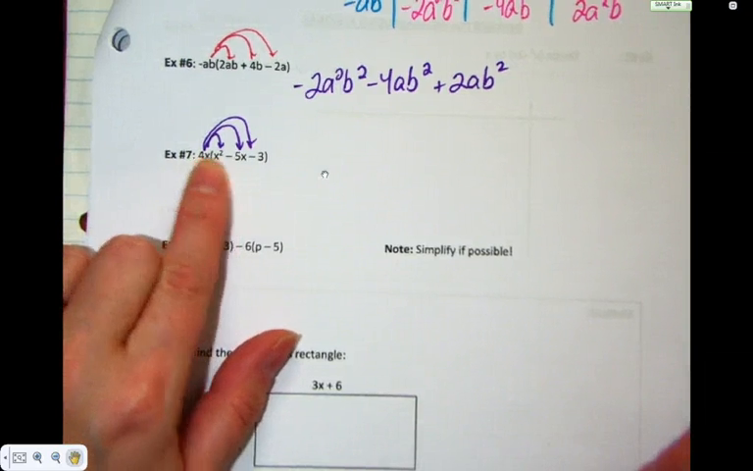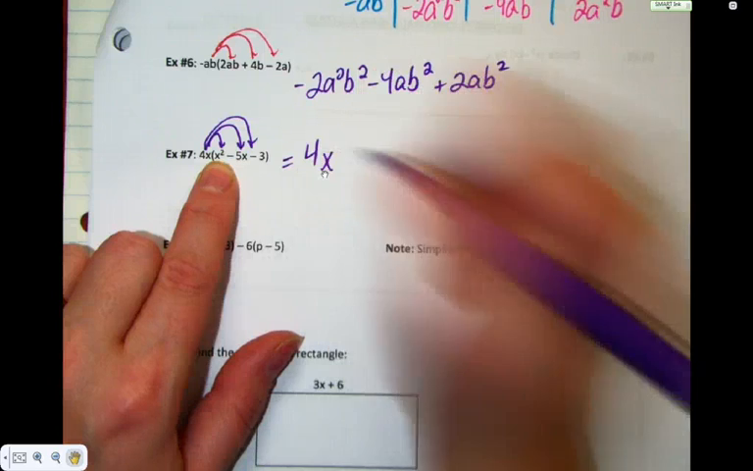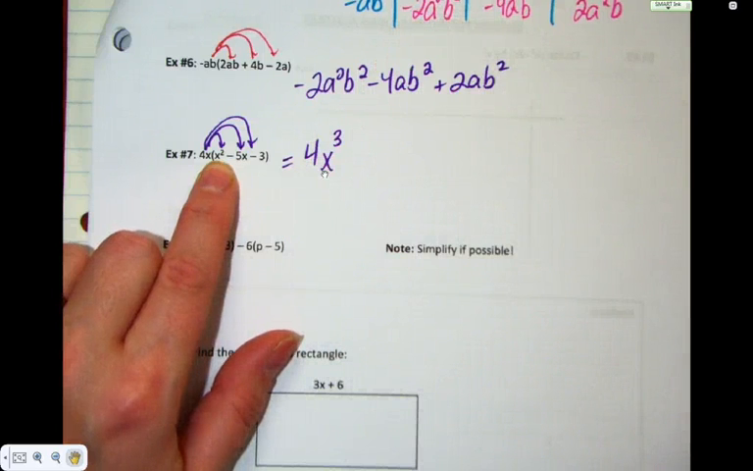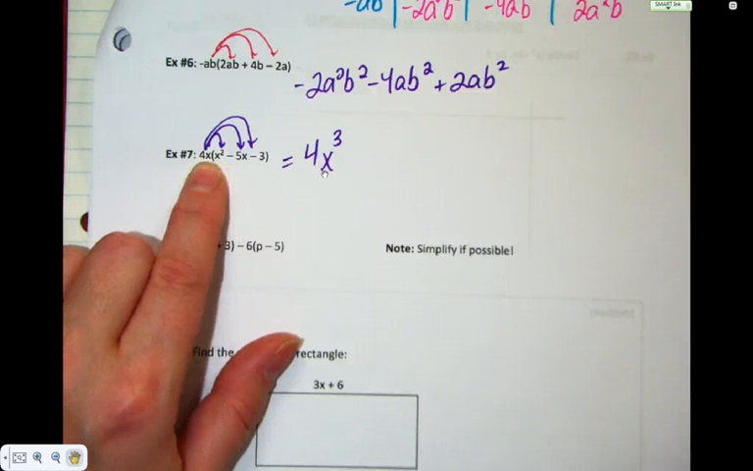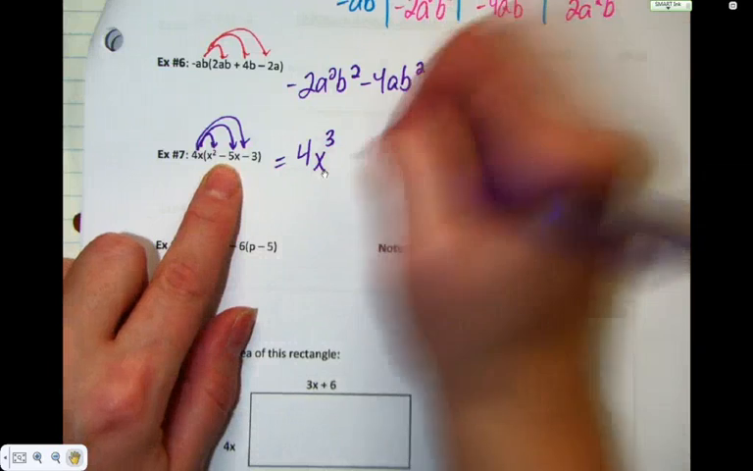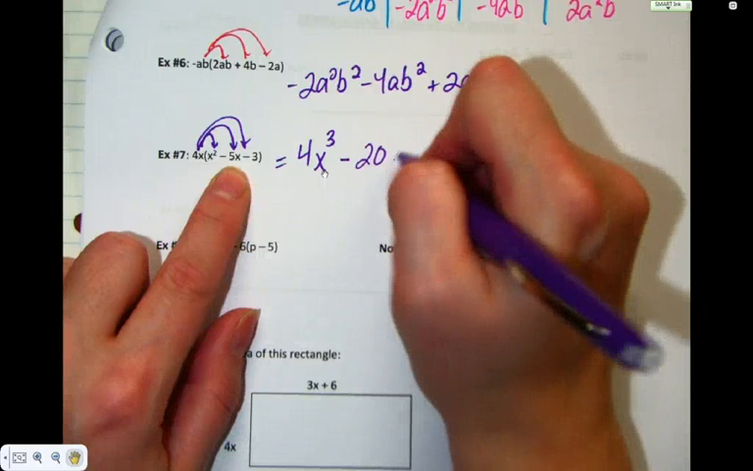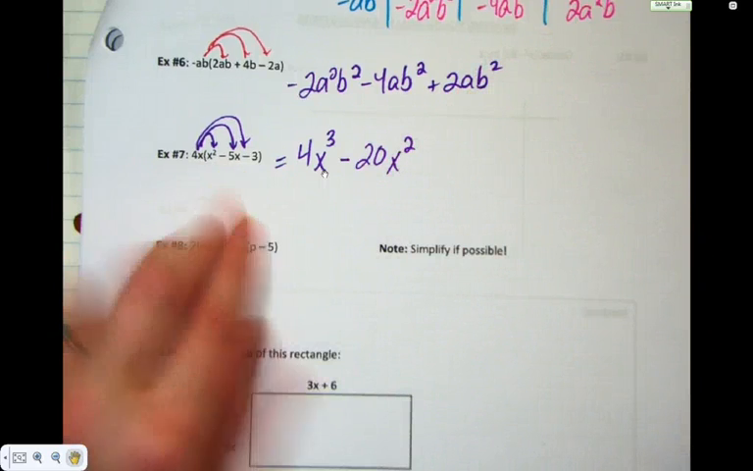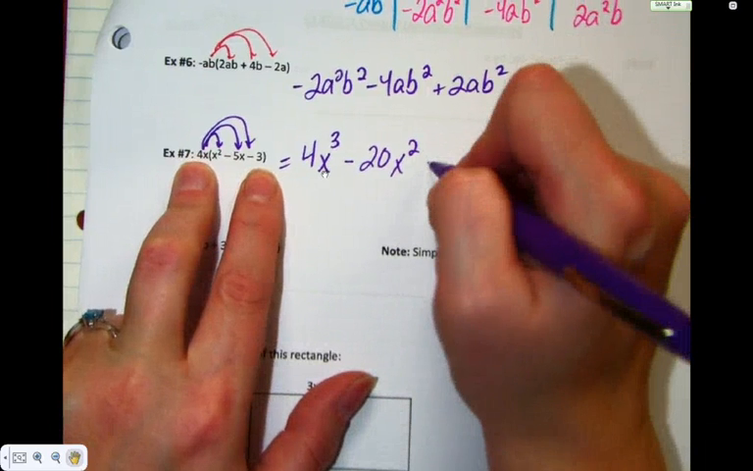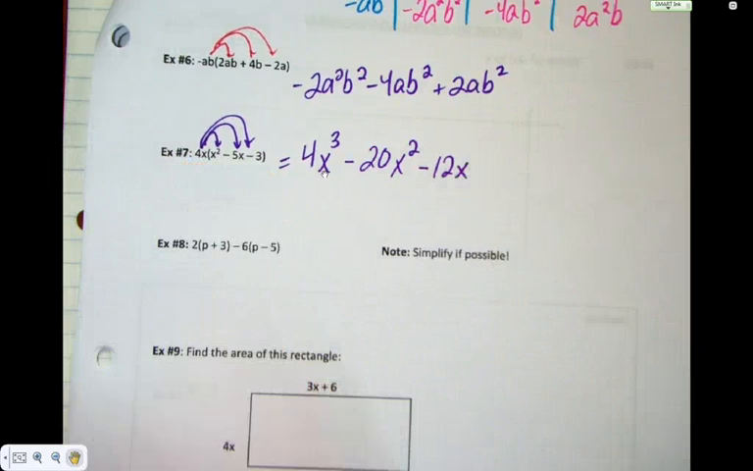4x times x squared. Well, 4 times 1 is 4, x times an x squared, x cubed, x to the 3. Where did the cube come from? Because there's 1 on the first x and 2 on the second x, and when we multiply the same variable, we add the exponents. Second term, 4 times negative 5, negative 20, x times x, x squared. The last term, I have 4 times negative 3, negative 12, and then I have an x that's just hanging around, so the x just hangs around there. Who got it? 4x cubed minus 20x squared minus 12x.